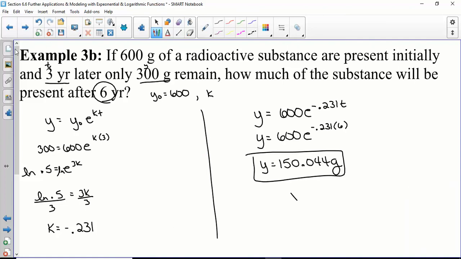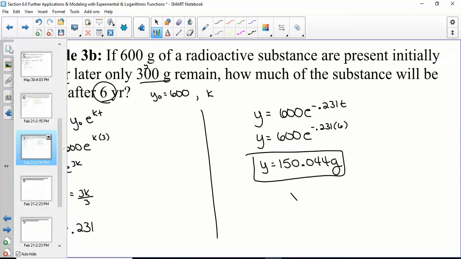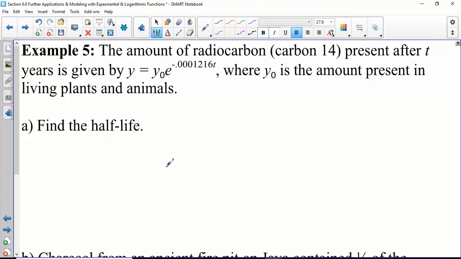I'm going to look at another problem. I'm actually going to do this out of order, I think. I'm going to jump to what I have as example 5 in my notes.